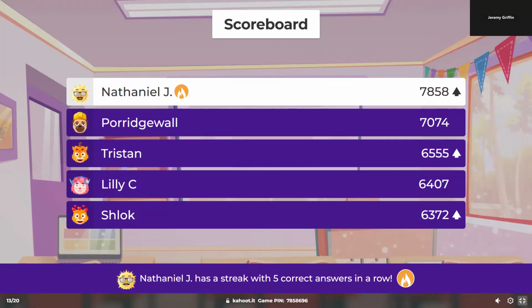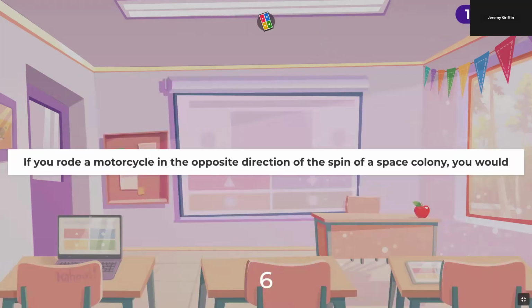Schwab, Lily, Tristan, Power Schwab, Nathaniel, on fire. You ride a motorcycle in the opposite direction of the spin of a space colony.